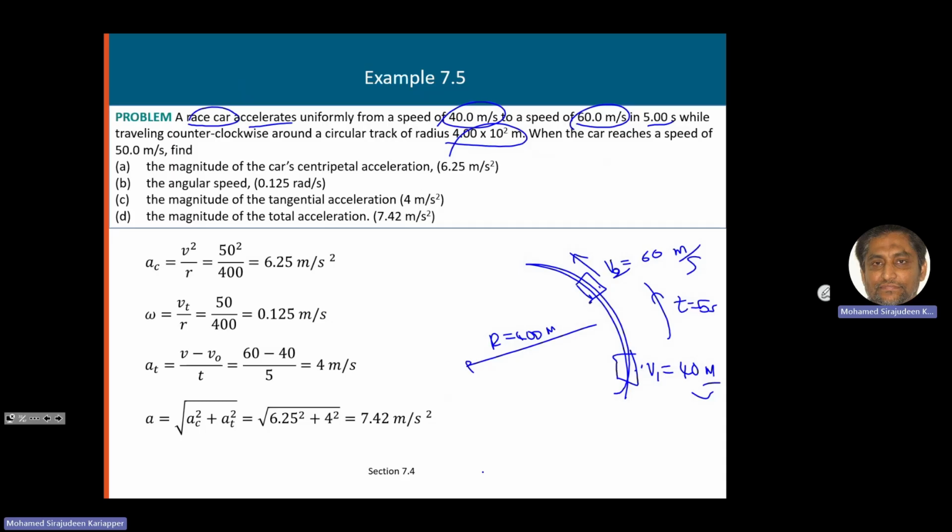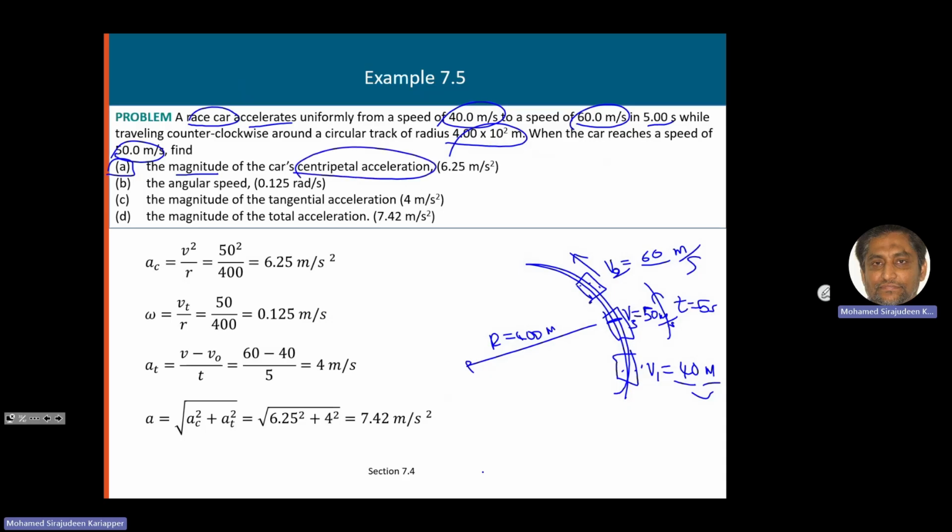So question A is asking, when the car has this speed, it must be between this, right? Here it has a speed of 50, here it has a speed of 60. So somewhere in the middle, maybe let me call it V3, it has a speed of 50 meter per second. So when the car is somewhere here in the midway between these 2 points, we say it has a speed of 50 meter per second. At that point, calculate the magnitude of the centripetal acceleration that car has.